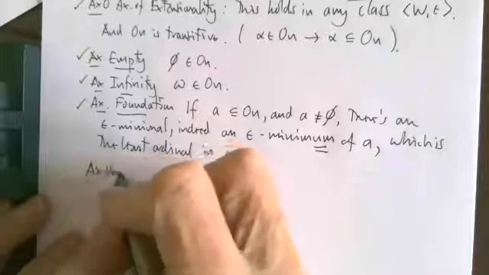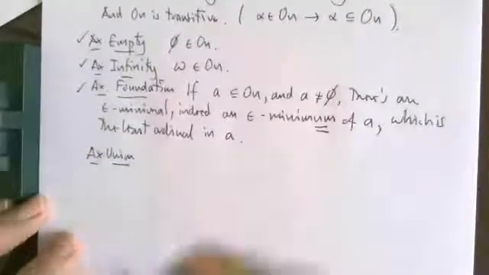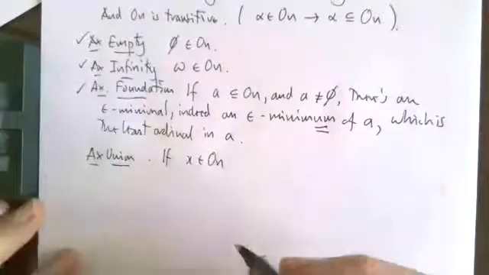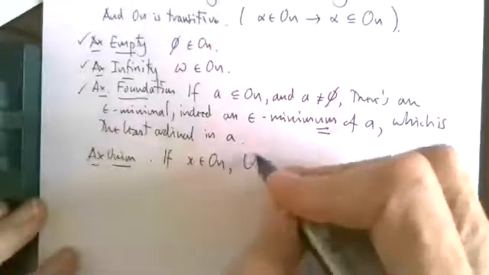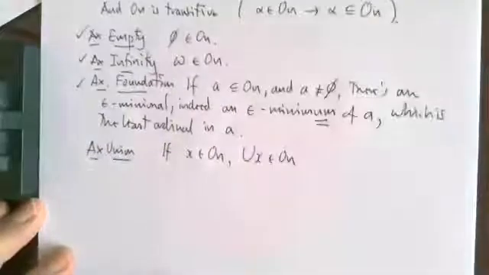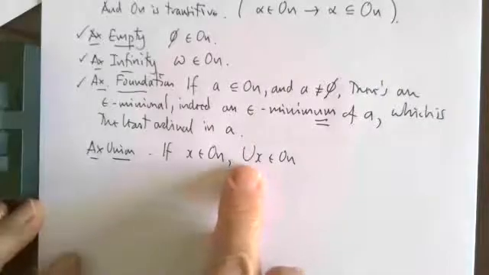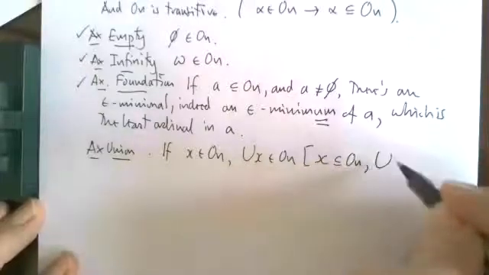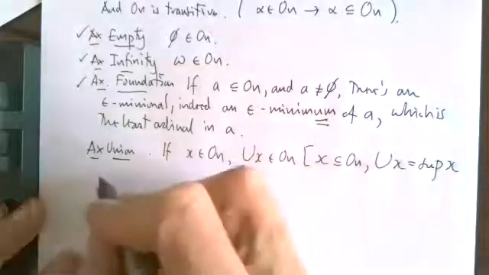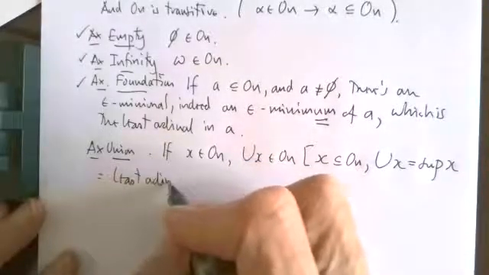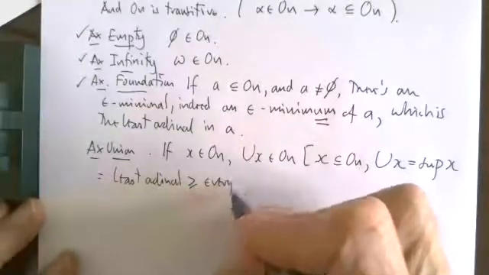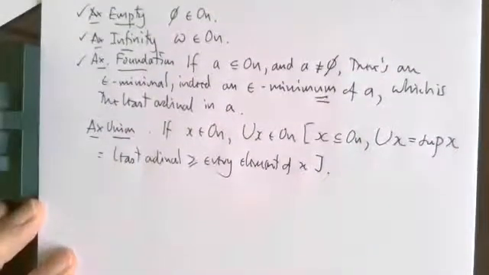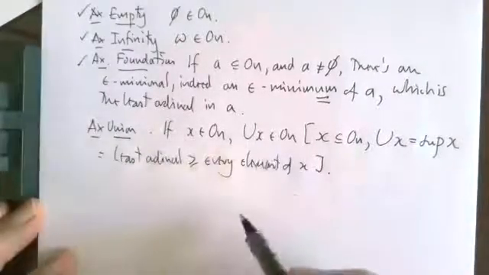Consider the axiom of union. Well, if X is an ordinal, then actually union of X is an ordinal. Union of X is the same thing for X a set of ordinals, for X contained in ON. Union of X is the same as sup X. And this is the least ordinal greater than or equal to every element of X. So the axiom of union holds. It's an ordinal.